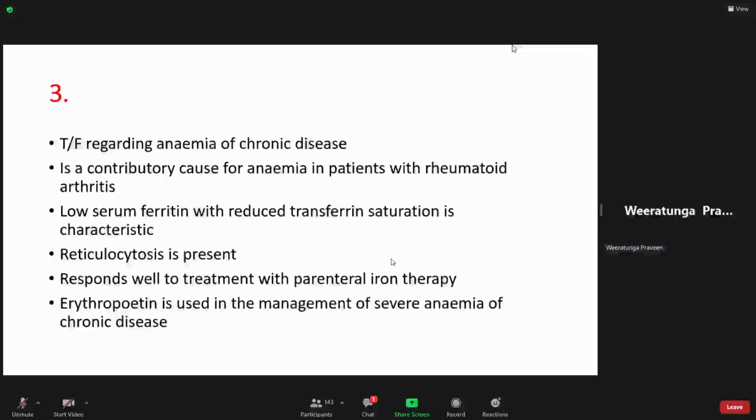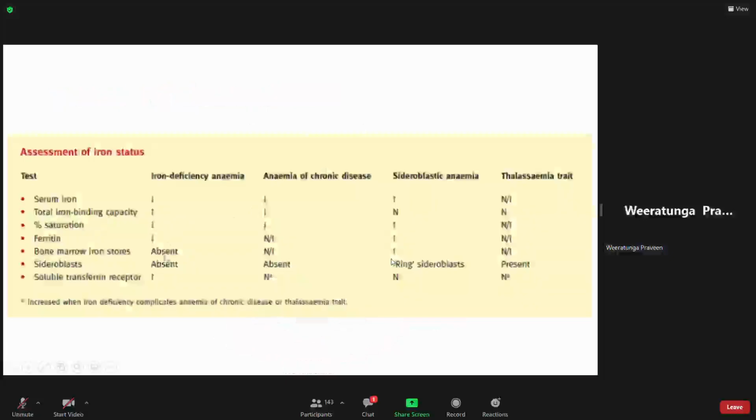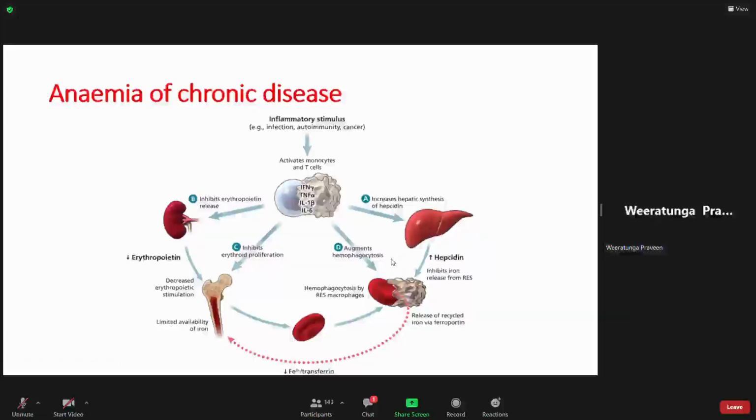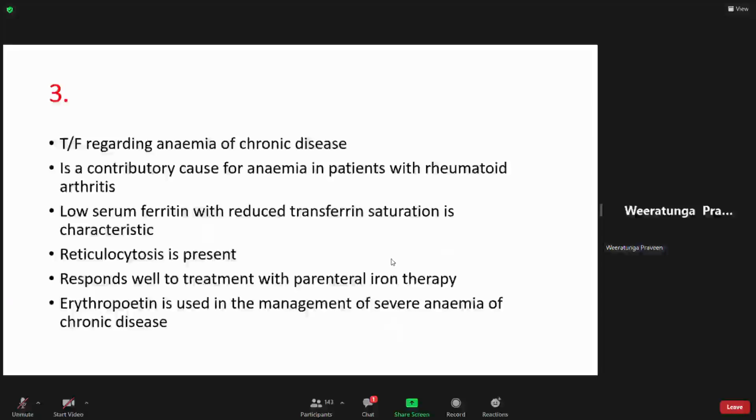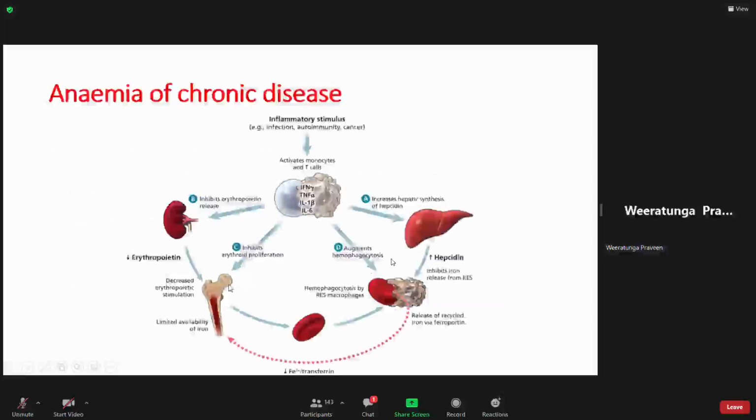Right. So anemia of chronic disease, remember I showed you, right? Remember I told you that the ferritin is normal or high because of 2 reasons. One is that ferritin is an acute phase reactant, and also there is a problem in releasing iron from the bone marrow stores. So bone marrow stores accumulate, ferritin goes up, but the iron cannot be released from that.